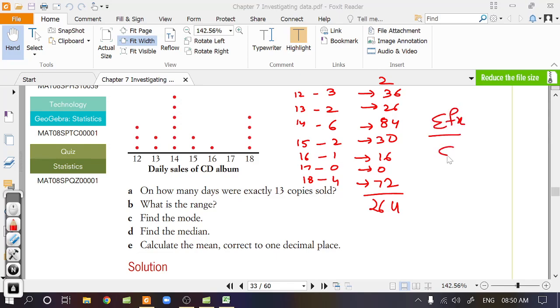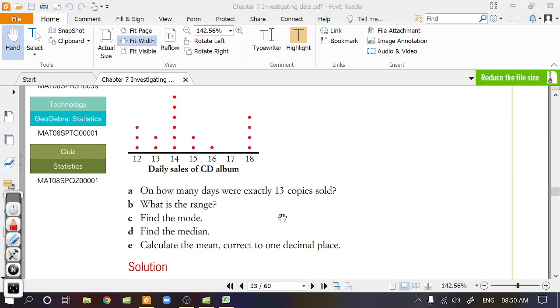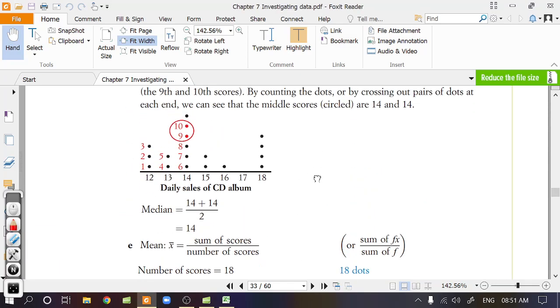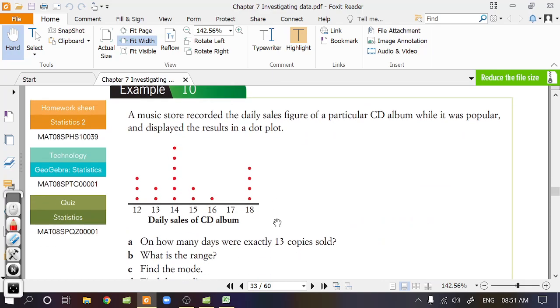Therefore, the mean will be sigma fx by sigma f. Sigma fx we got is 264. Sigma f is the total frequency, I think 19. 264 by 19, Akshita. Let me check whether my calculations are correct. See, he might have calculated here. Yes, by 18 he is saying. 18 dots are there, it seems. I calculated a total of 19 dots. So you might get 264 by 18, which is 14.7. So this is about the first problem, Akshita, about the dot plot.